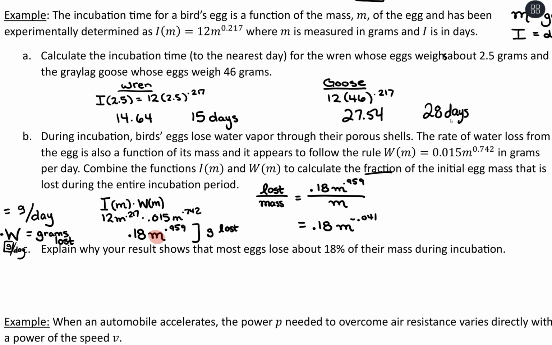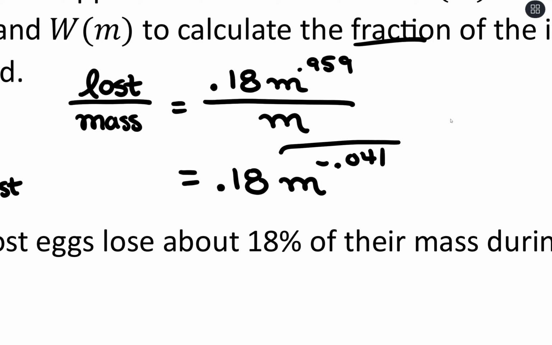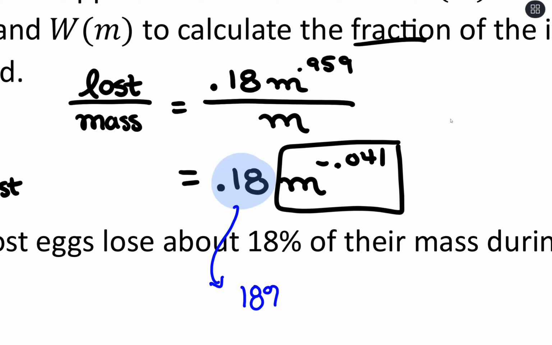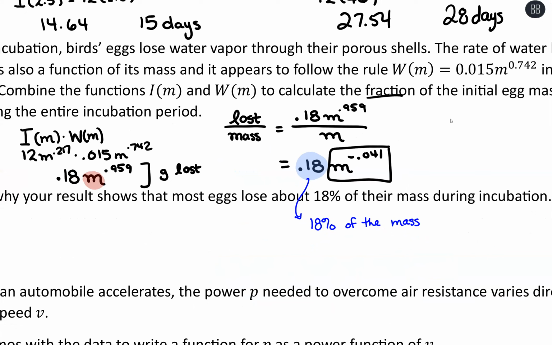So explain why your result shows that most eggs lose about 18% of their mass during incubation. Well, we're getting this calculation of mass right here, and every time we're applying a 0.18 multiplying to it. So that tells me we're taking 18% of the mass. That's just reading the formula and seeing that value up front as a decimal is taking a percentage of our total value.